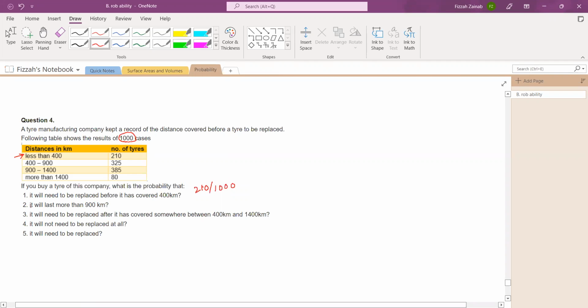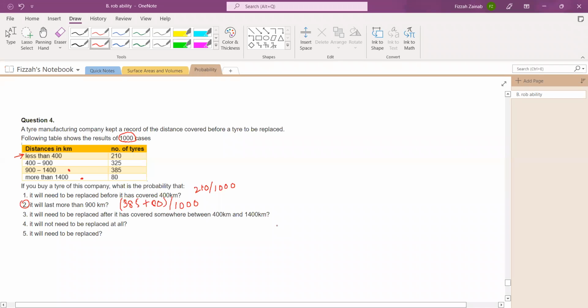Okay. Second part, it will last more than 900 kilometer. Ma'am, 385 plus 80 upon 1000. Yes. See, more than 900 means you have to take this also and this also. Both are more than 900. So 385 plus 80 and then divided by 1000. This is the probability.